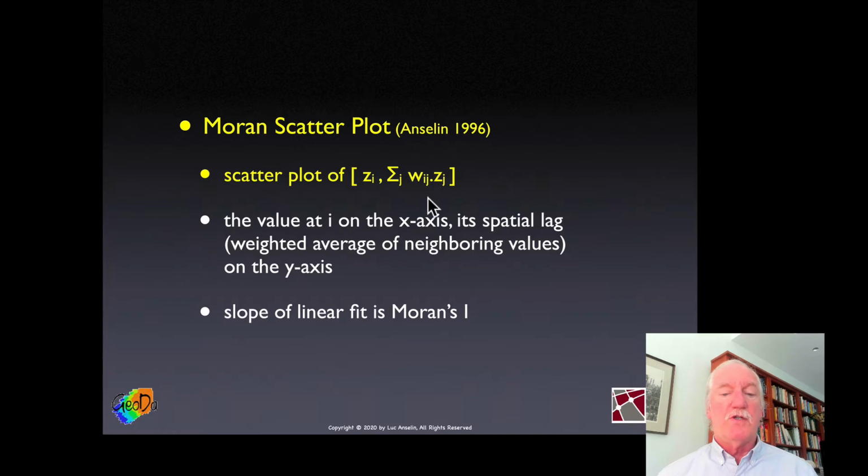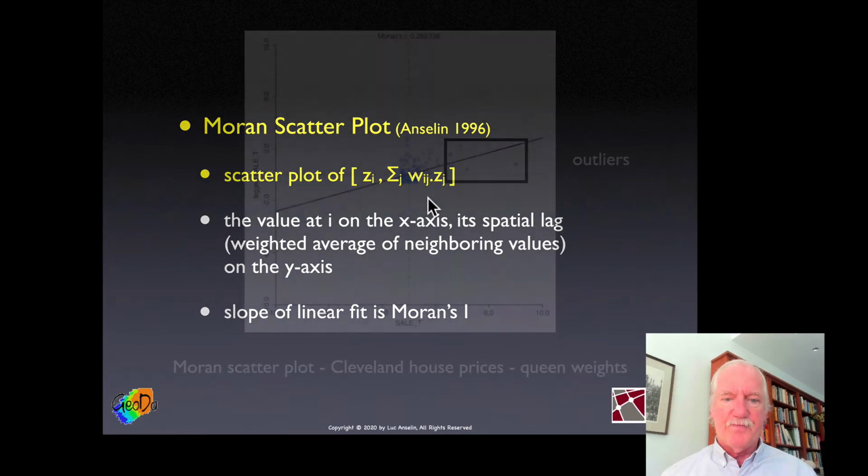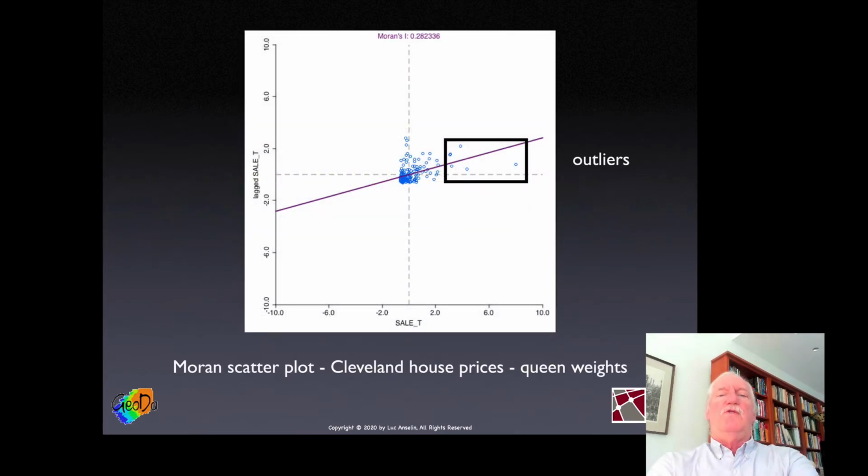So we just plot these pairs of points, and then we do a linear fit through the scatter plot. The slope of that line is Moran's I. And we continue to use this example of house prices for Cleveland, for a subset of Cleveland transactions. And you see they bunch a lot together. There's quite a few observations here. But as we fit the line through them, the slope of the line is Moran's I.